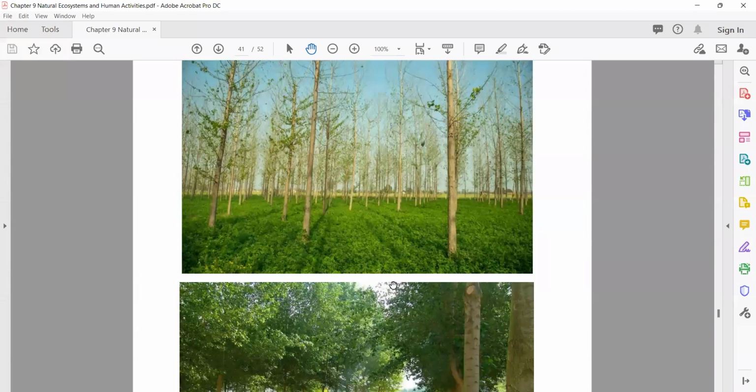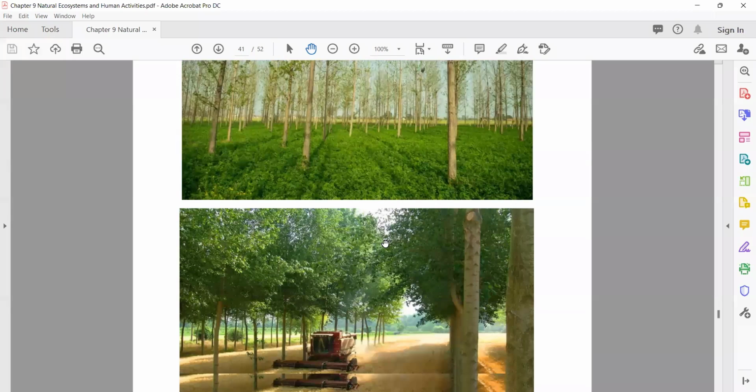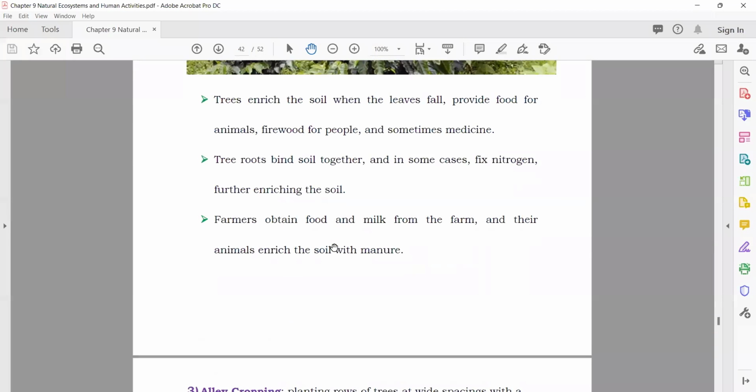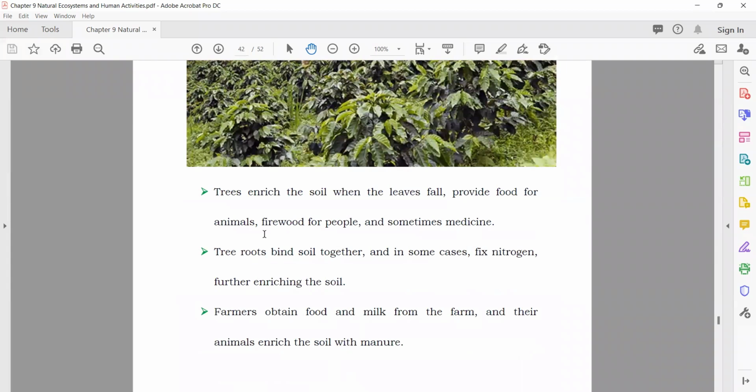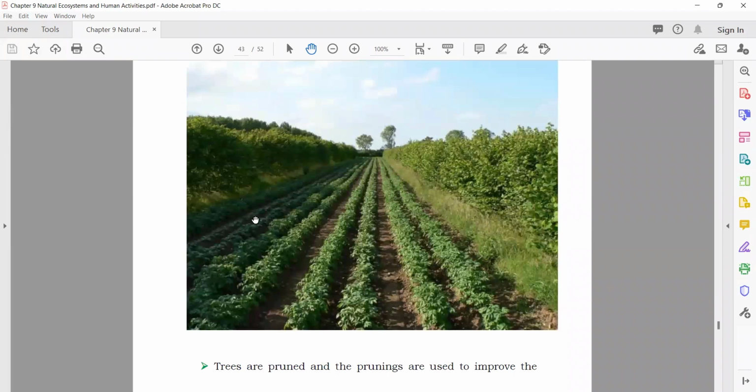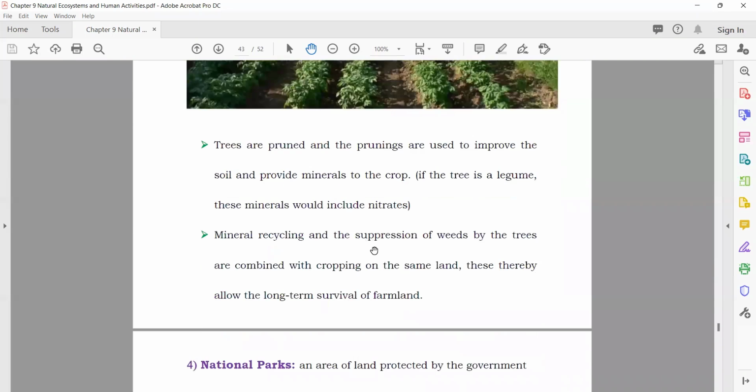After that, agroforestry means that we plant trees within the crops. You can see different examples here. This is good because the trees provide a lot of minerals to the crop, and also stop soil erosion. Then you have alley cropping. The only difference is that you have a large space between the trees.